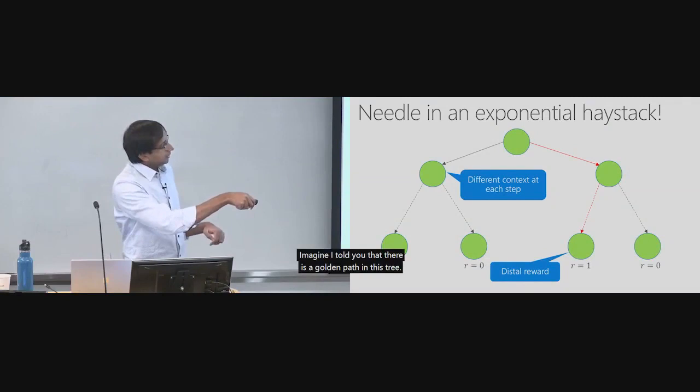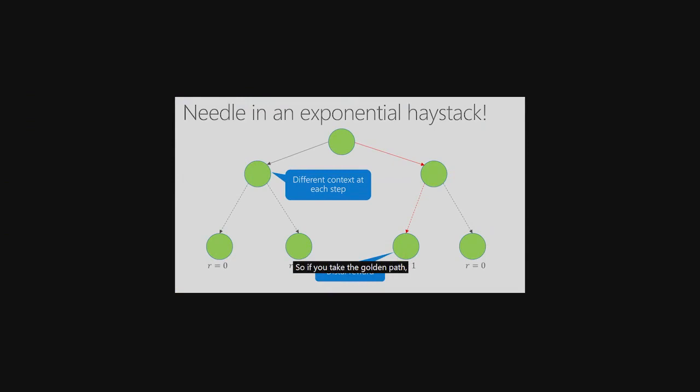And imagine I told you that there is a golden path in this tree. So if you take the golden path, you get a reward of 1. Every other path, if you traverse it, you get a reward of 0 for reaching the corresponding leaf node. Now, of course, there's going to be lots and lots of leaves in this tree if we make it deep, right? The number of leaves is exponentially large in the depth.